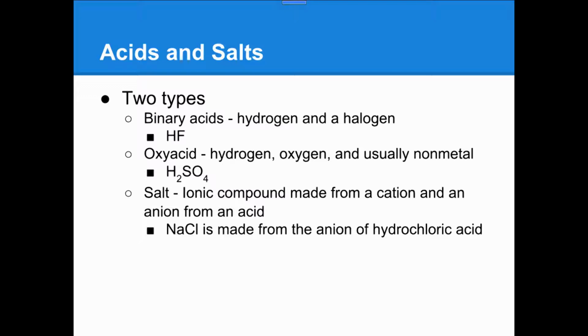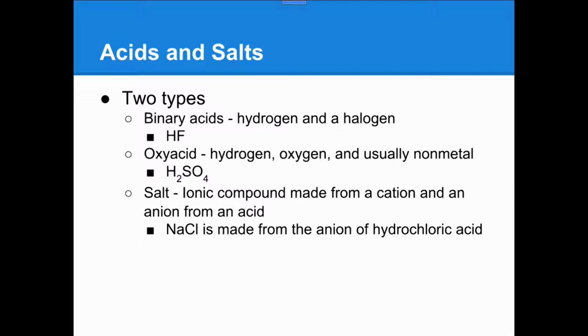NaCl, our table salt we always talk about, is made from the anion of hydrochloric acid. Hydrochloric acid is HCl. That chlorine is the anion, the negatively charged ion in that compound. And when we break down hydrochloric acid, we get hydrogen and chlorine, and that chlorine is then used to create table salt. So in order to create table salt, the most common ingredient in almost every single food, you have to use a very, very strong acid for that.